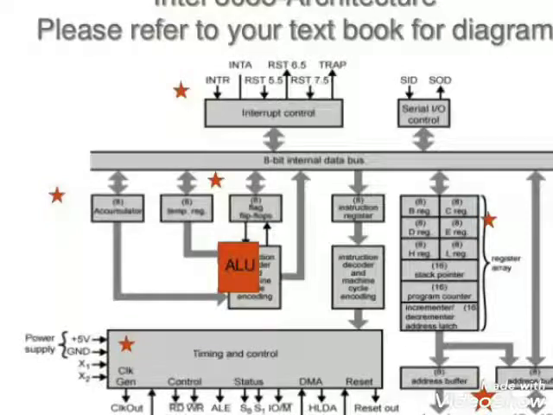Serial IO control. It is used to convert serial data into parallel and parallel data into serial. The microprocessor works with 8-bit parallel data. Serial IO devices work with serial transfer of data. Therefore, this unit is the interface between the microprocessor and serial IO devices.